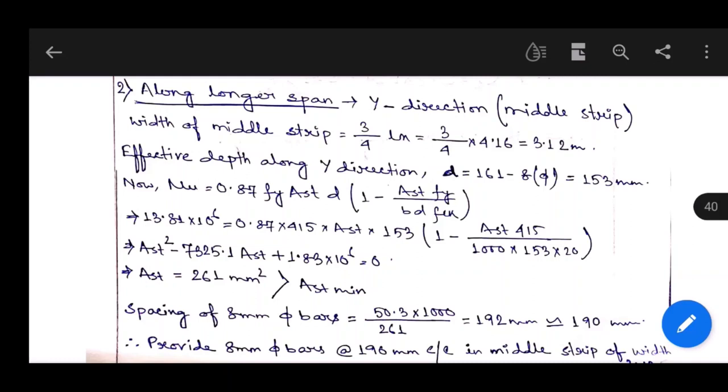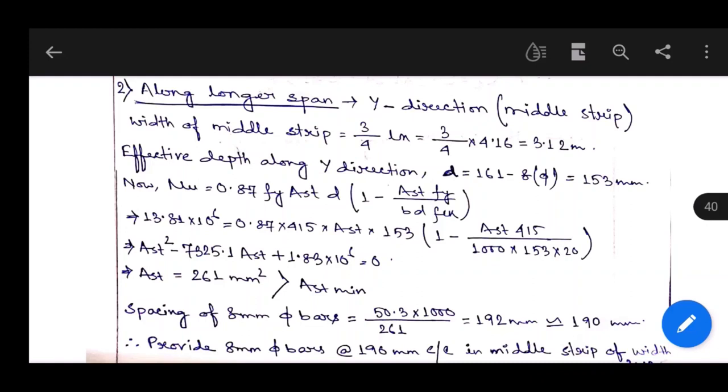because the bar along x direction is already provided. So when the y direction span is in consideration, definitely the diameter of one bar through x direction, which is provided, will be deducted. So that's why the bar diameter 8 is deducted from the effective depth. Okay. So the depth for y direction is 153 mm.